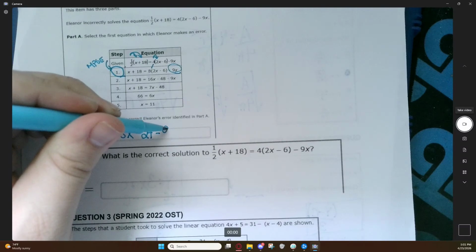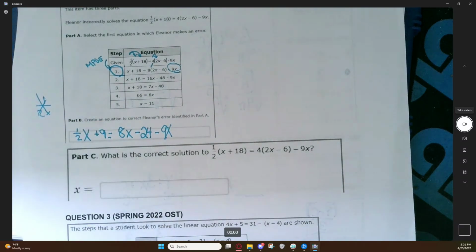And then minus 9x. Could you combine like terms here? Yes, you don't have to. This is an equation that technically gets you past step 1. Okay? Now, what is the correct solution?